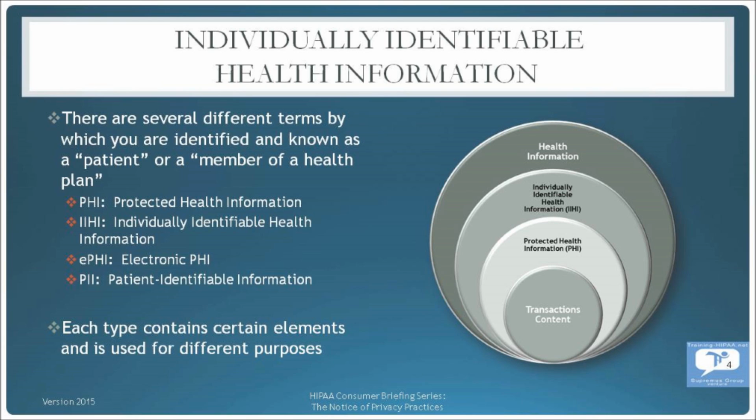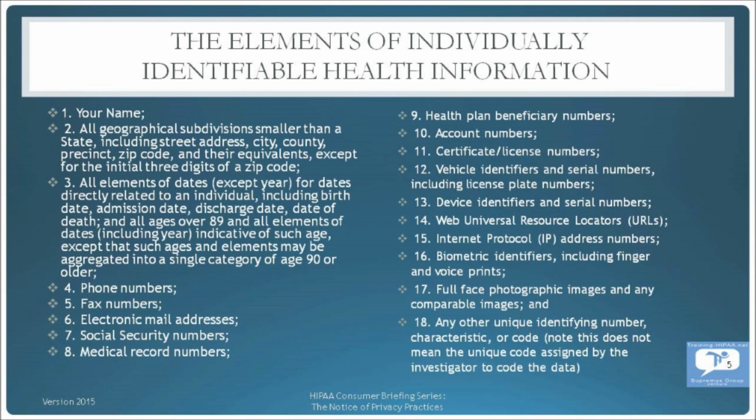And then we have the ePHI, or electronic PHI, which is another term that can be used interchangeably with Protected Health Information, or PHI. Now, each one of these types of information has certain elements within it, and each one is used for slightly different purposes. So, what do they all contain? Next slide. Slide 5.